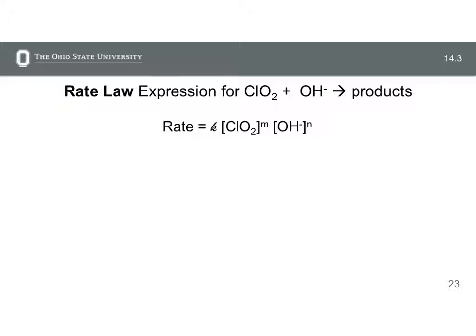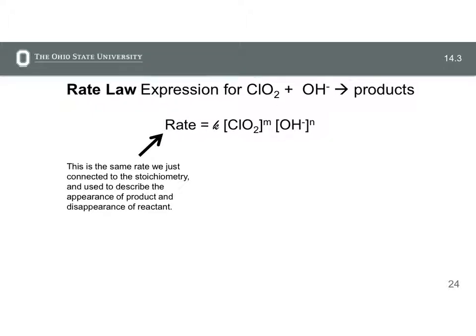Okay. So again, if we're writing our rate law expression for this reaction, the rate is going to be equal to the rate constant k times the concentration of reactant 1, in this case ClO2, raised to some power m, times the other reactant, OH minus, raised to some power n.